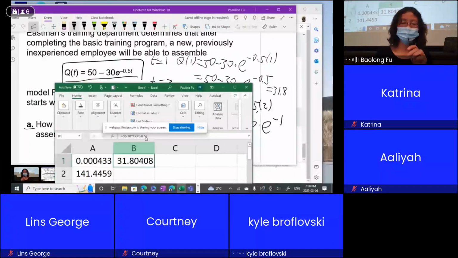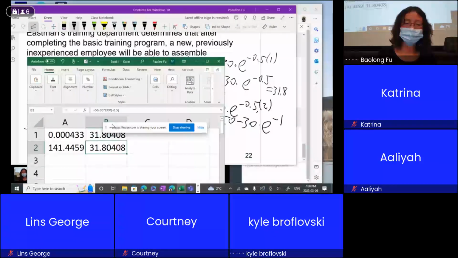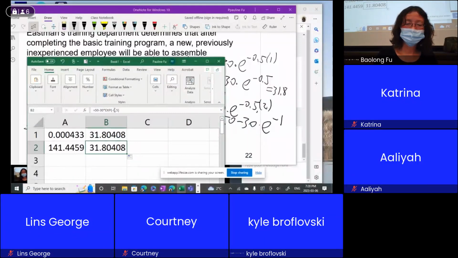So I just copy down the formula. I will just change negative 0.5 to negative 1 in Excel here. So this is the answer, 38.96.